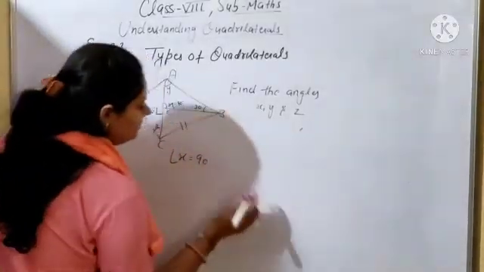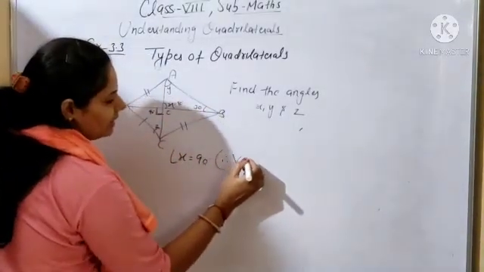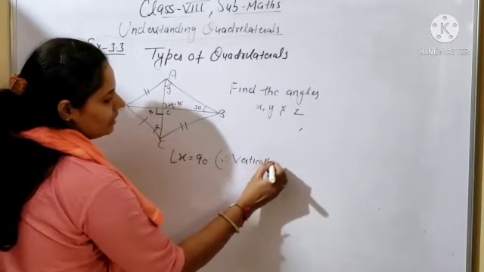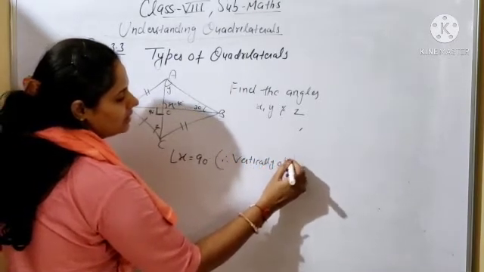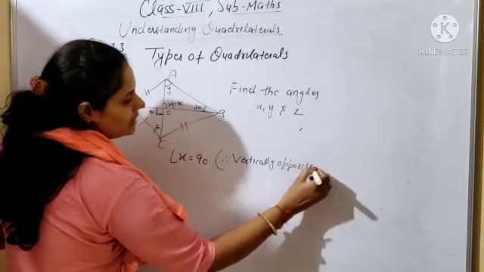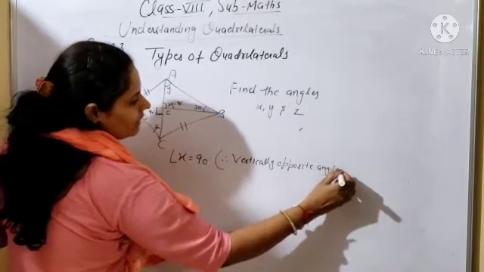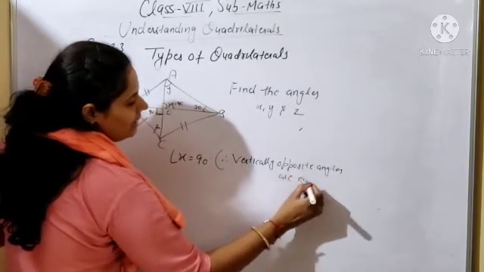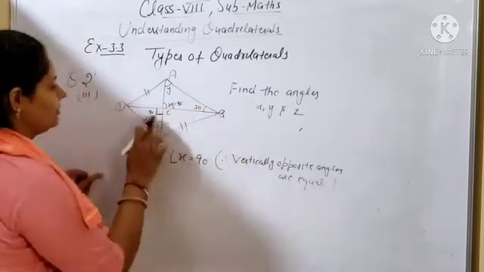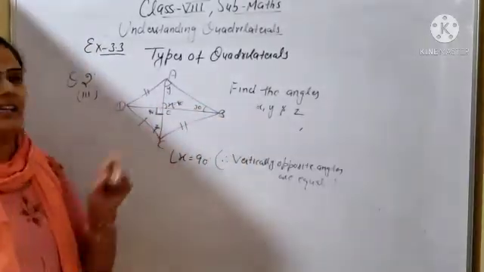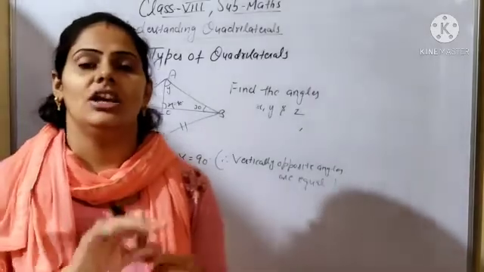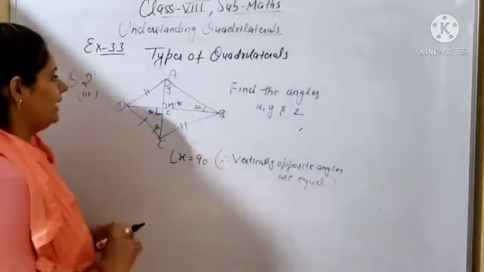You will write the reason: because vertically opposite angles are equal. Vertically opposite angles are equal. This angle 90 degrees and angle X are vertically opposite angles, so X will also be equal to 90 degrees.